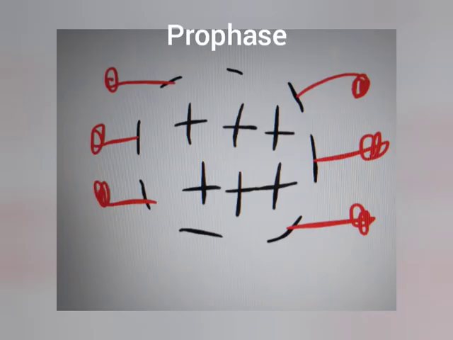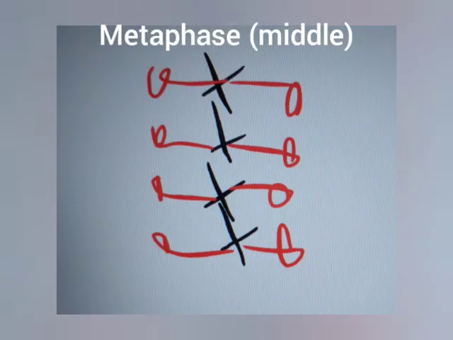Here we have prophase. The red stuff represents the centrioles, and spindle fibers are the red lines. The nuclear membrane starts to disappear, and the spindle fibers and centrioles go to the opposite ends of the cell. This is metaphase, M for middle. The spindle fibers align the chromosomes across the middle of the cell, as you can see.